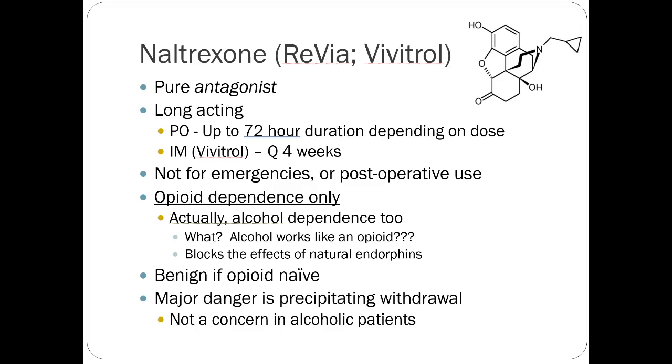Where we see it more so is the IM component, which is called Vivitrol, which is an every 4-week injection, and that's for opioid dependence. So that's where it's used for that. It's actually used for alcohol dependence as well. So that's the more common product.